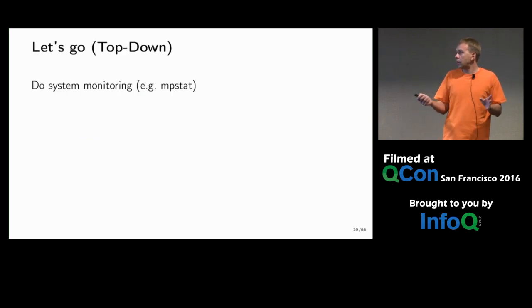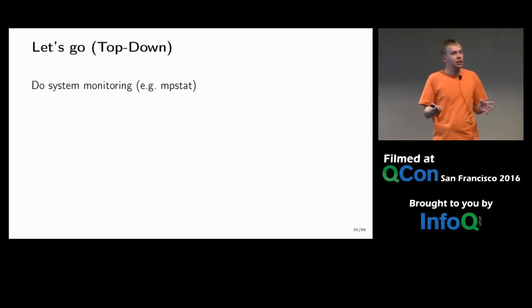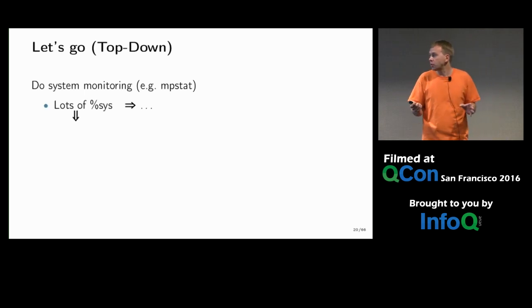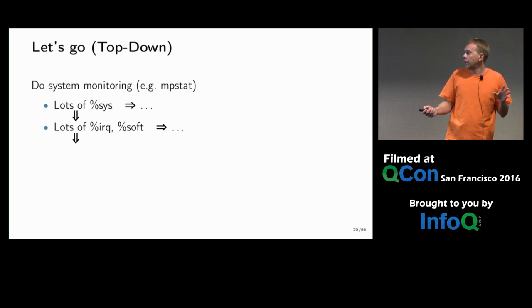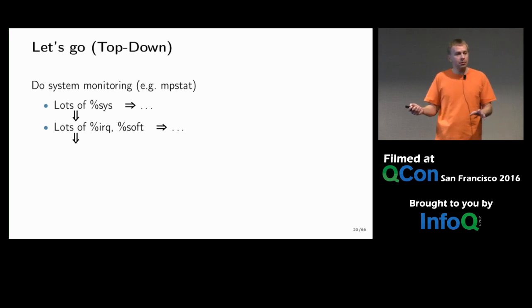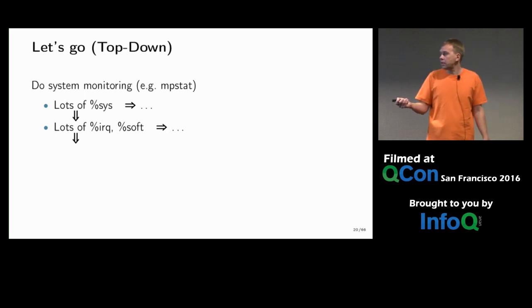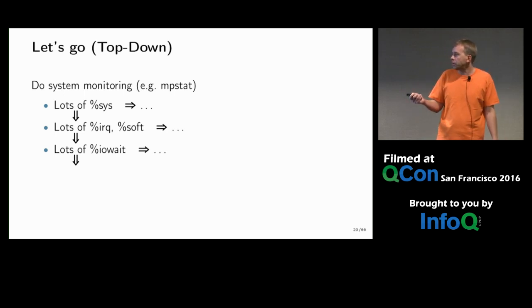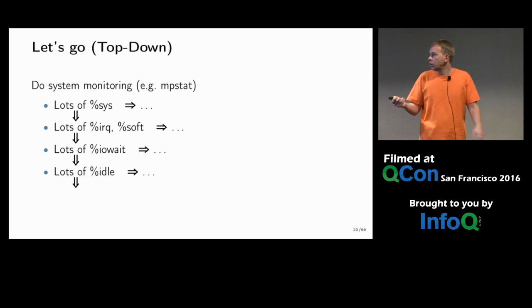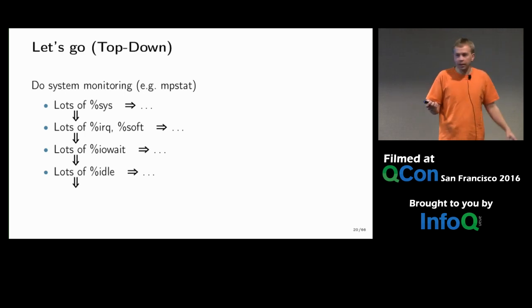Okay, what are we doing? We start system monitoring. We start the top-down approach. We check what happened in the system. We understand that we got a small amount of system time. If we have a lot of system time, it's a topic for another presentation. We check interrupts and other problems. We check input-output. We check idle time.